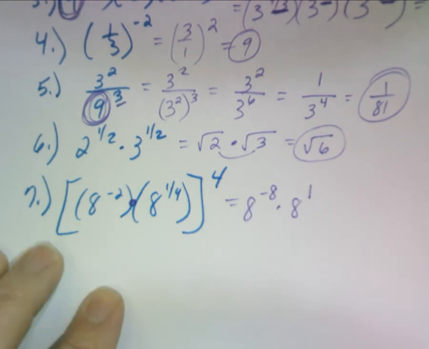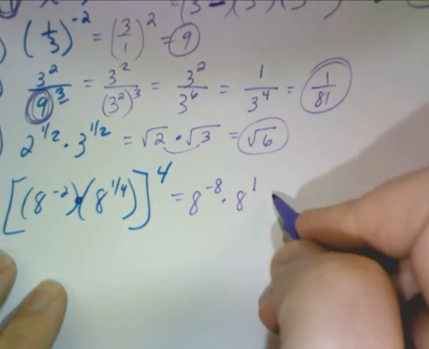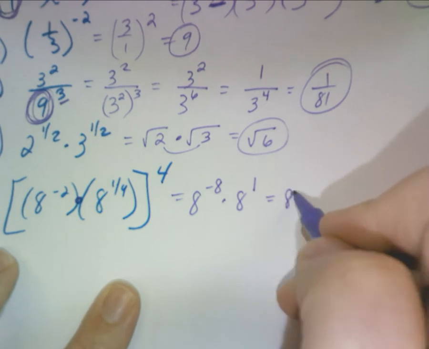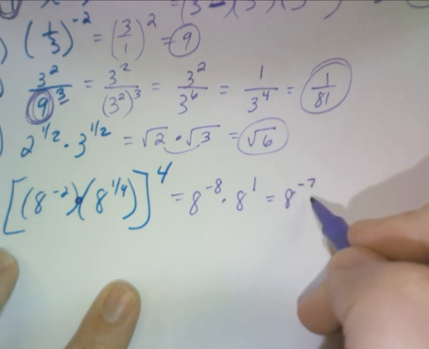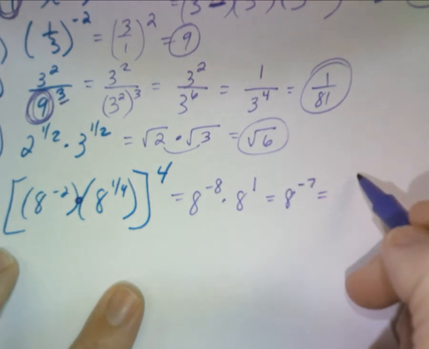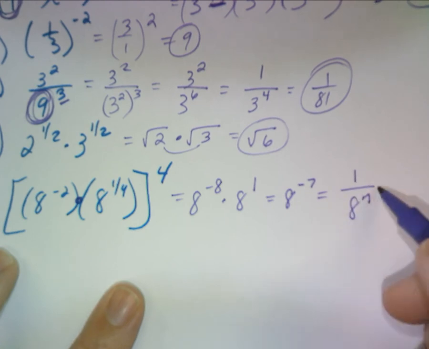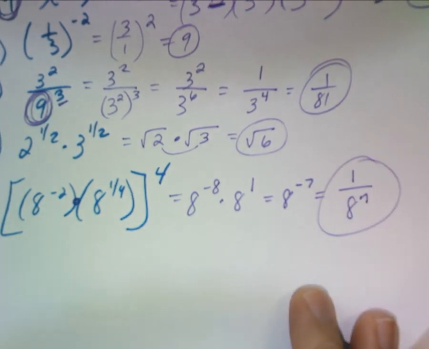See, that's way easier. So what would that be? 8 to the -7. Don't leave it like that. Rewrite it as 1 over 8 to the 7. I know what 8 to the 7 is, so I'm leaving it like that.